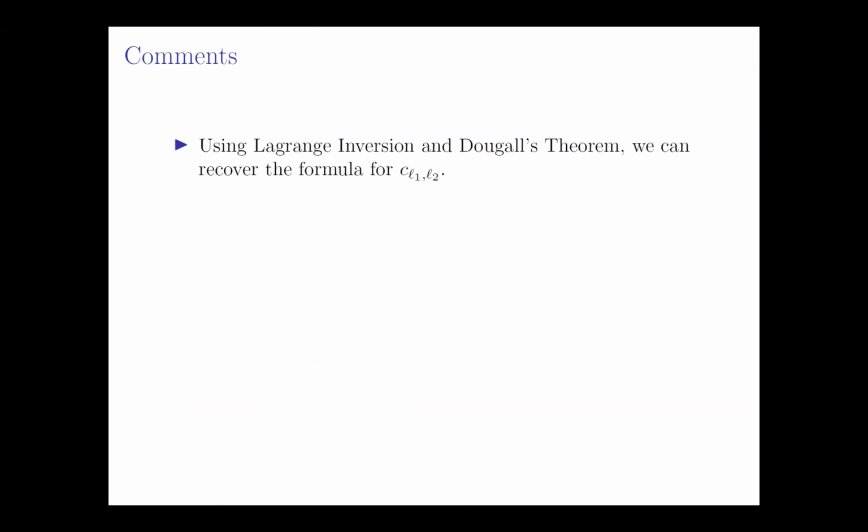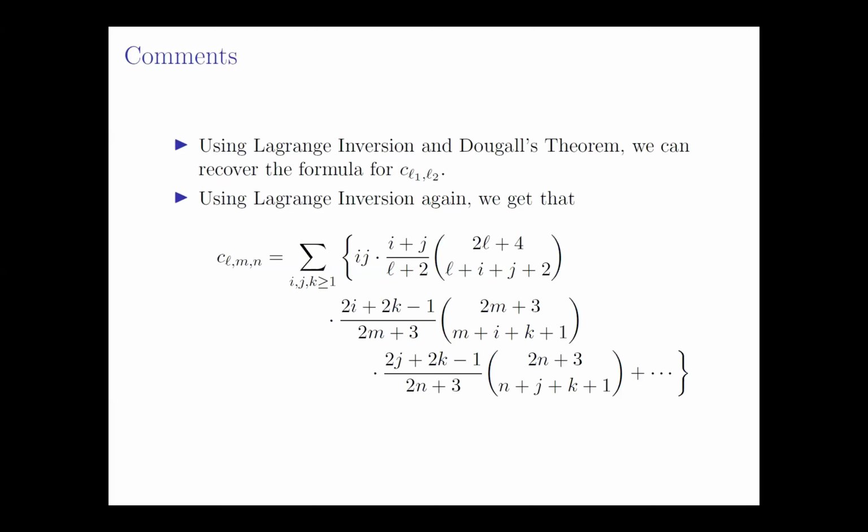So you can use Lagrange inversion and Dougall's theorem on hyperdimensional functions to recover the formula for two indices. And then if you use Lagrange inversion again for three indices, you'll notice here that I put plus dot, dot, dot. And that's because there are two more terms in this summation that look very similar to this. I really couldn't make it fit on the slide. And it also shows just how bad the formula starts to get even at the three case.